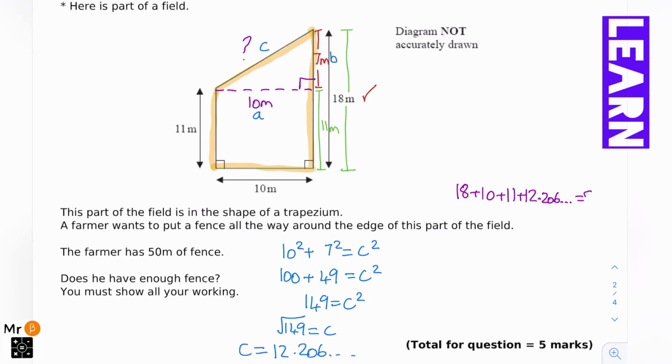This is equal to 51.206. He only has 50 metres of fence. So therefore, he does not have enough fence. You'd need to write that communication for your 5th and final mark.